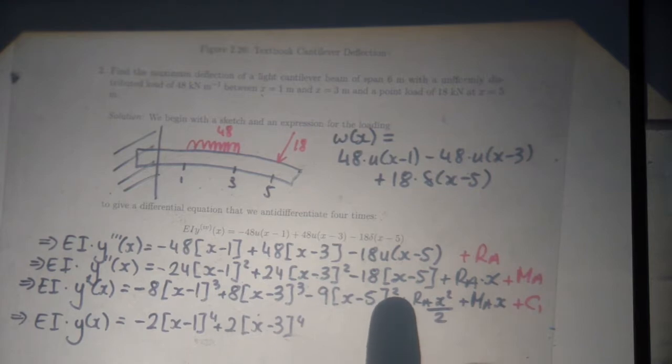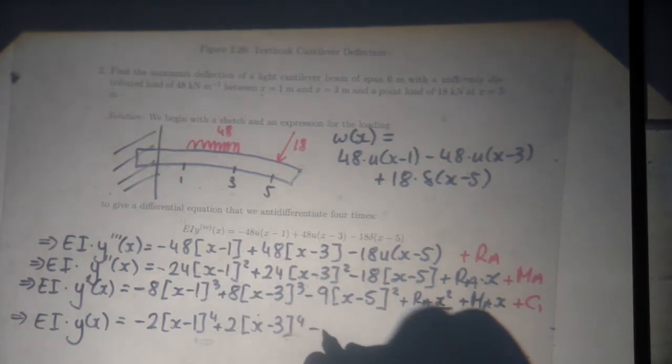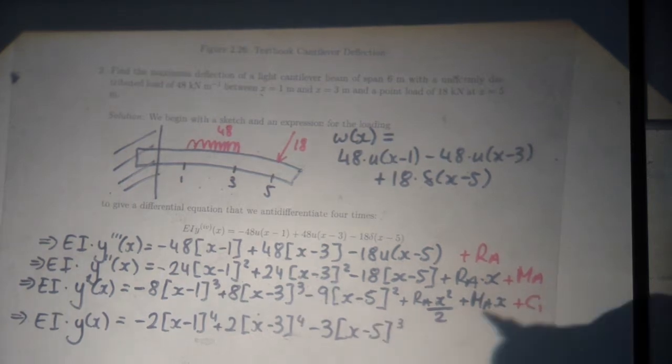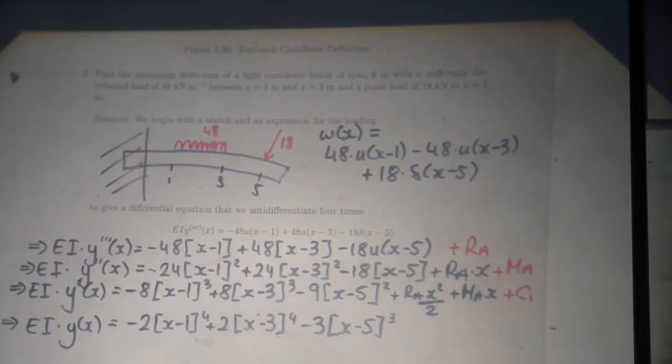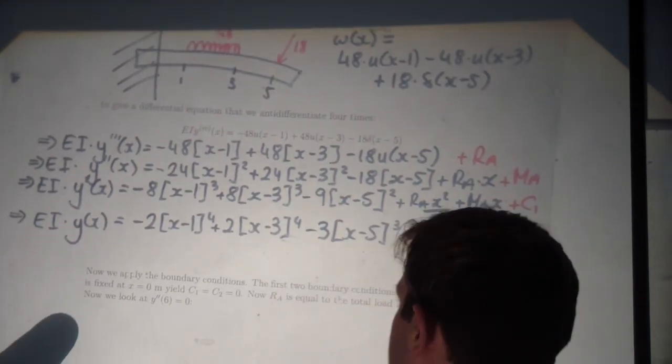And now this will be cubed over 3, so the minus 9 over 3 will be minus 3. And be careful here. Can you even see that? Sorry, apologies if you couldn't see it.